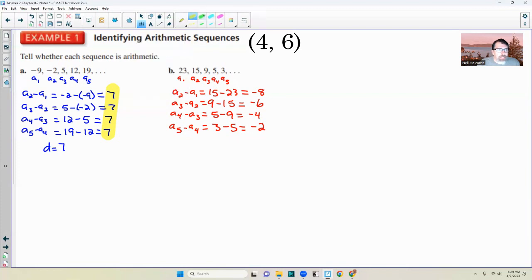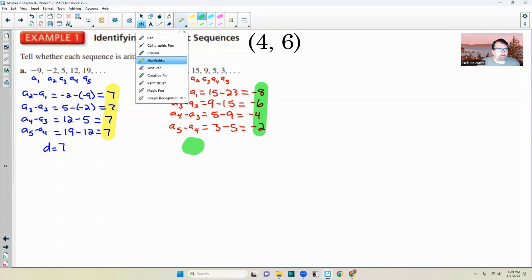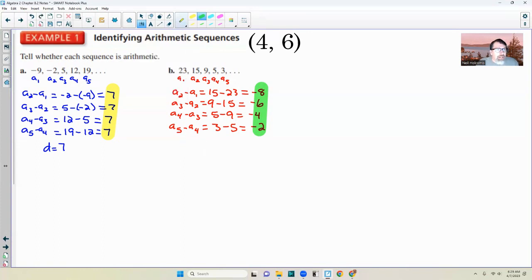So as you can see, these are not the same. So therefore, there is no d, and therefore this is not arithmetic, because I do not have a common difference. Okay, so that's how you determine whether or not a list of numbers is arithmetic or not. So now you should be able to do problem numbers 4 and 6 in your exercises.